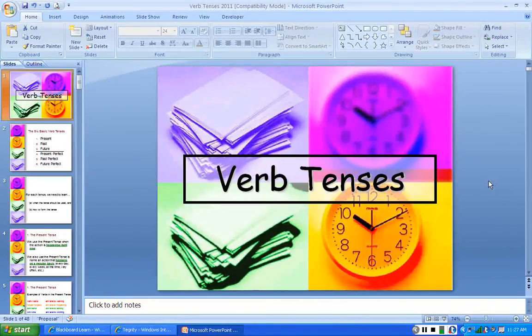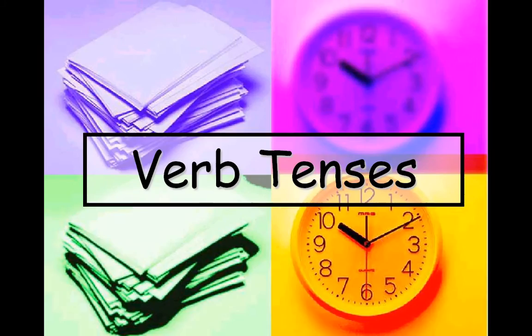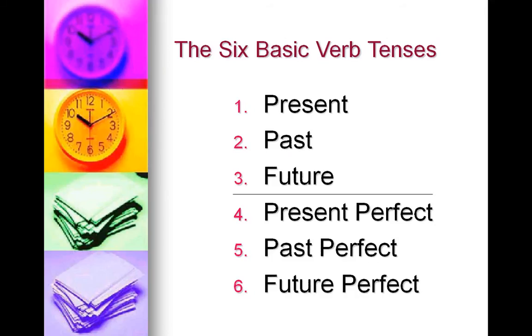There are 6 basic verb tenses in English: present, past, and future. And then there are 3 perfect versions of each of those. So there's the present perfect, past perfect, and future perfect. The first 3 tenses are pretty straightforward, not that complicated really. So we'll go through them fairly quickly.